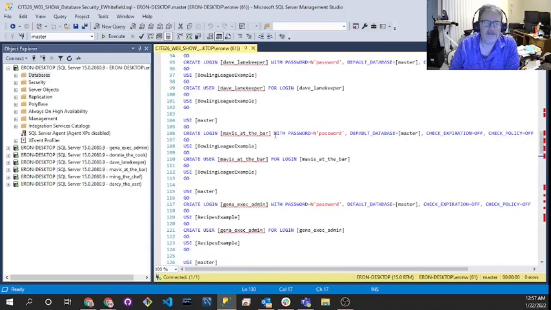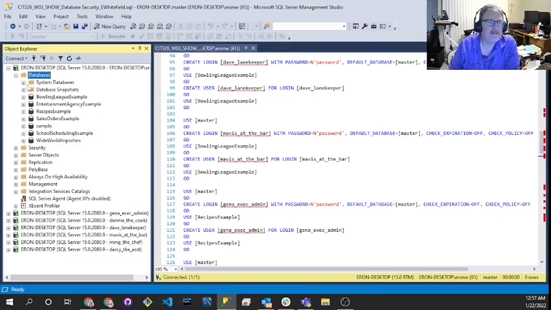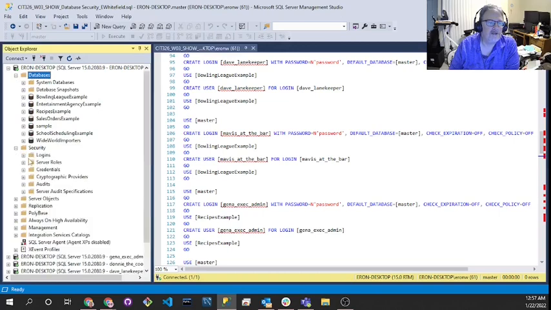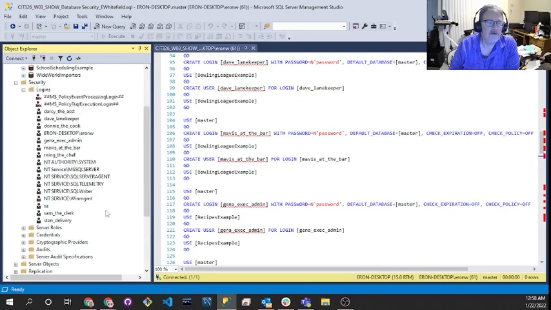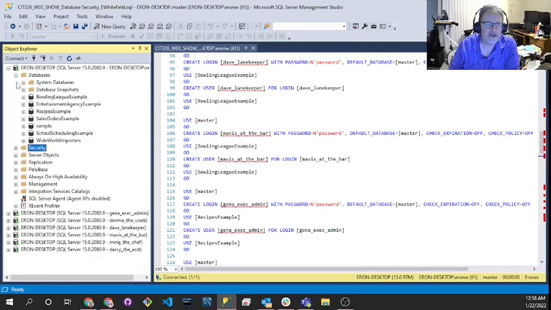And you can see, if we go under databases and I go under security and we go into logins, we can see that we have in fact added these logins: Dave, Donnie, Gina, and Mavis. So that's their security logins.